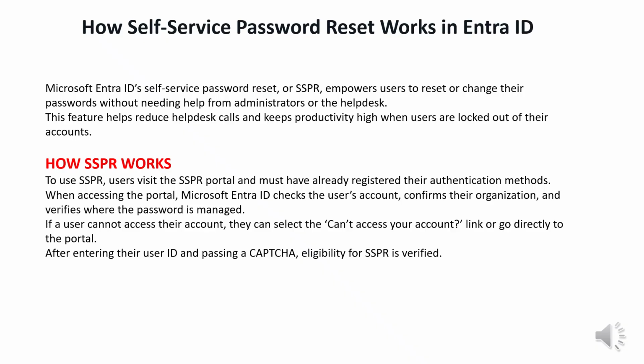How SSPR works. To use SSPR, users visit the SSPR portal and must have already registered their authentication methods. When accessing the portal, Microsoft Entra ID checks the user's account, confirms their organization, and verifies where the password is managed. If a user cannot access their account, they can select the Can't Access Your Account link or go directly to the portal. After entering their user ID and passing a CAPTCHA, eligibility for SSPR is verified.